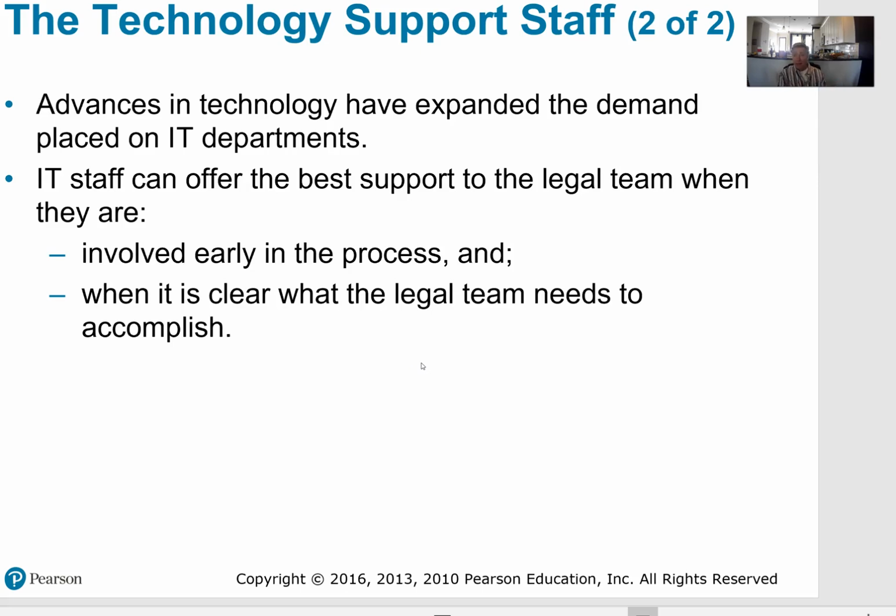As technology has increased, IT departments have gotten larger, and they can offer the best support to the legal team when they are involved early in the process and it's clear what the legal team needs to accomplish. In other words, involve them early on in the discovery process to let them know what you're going to be looking for, so they can set up search parameters and figure out how to process all these physical documents into a format that can be electronically searched.